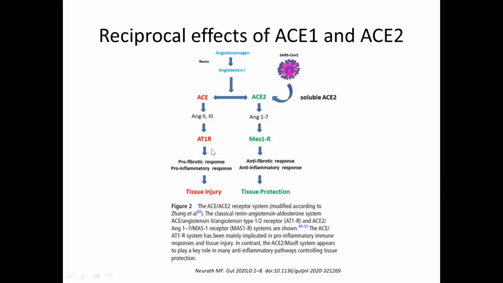And that is why we use ACE inhibitors in patients who have risk of vascular injury, such as hypertension, diabetes, and in heart failure. We want to inhibit the effect of angiotensin 2 on the AT1 receptors. But there's a reciprocal effect between ACE1 and ACE2. So if you block the effect of angio 2, you tend to form angio 1-7 through mediation of ACE2. But using ARBs would obviously then upregulate the ACE2 receptor, and you'll have more virus having an attachment site.